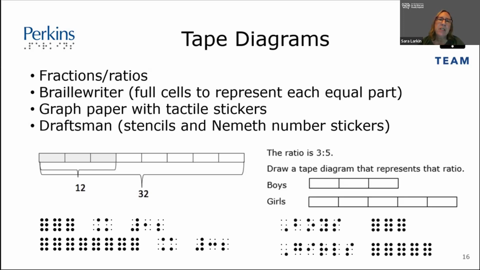The second example of a tape diagram talks about a ratio of boys to girls is 3 to 5, and they have to draw a tape diagram. So the other students might take out their paper and pencil, write boys, and put 3 connected rectangles. What our students can do with the Braille writer is just write the word boys and use 3 full cells to represent the boys, and then write girls and 5 full cells to represent the girls, to express that same ratio that's drawn in the picture.